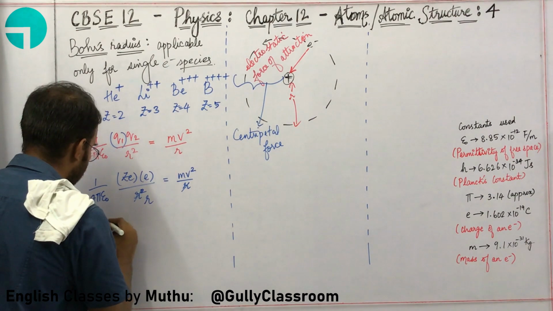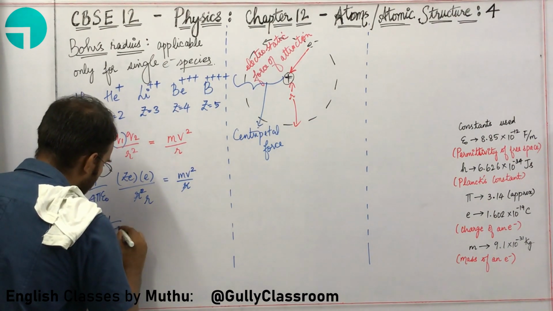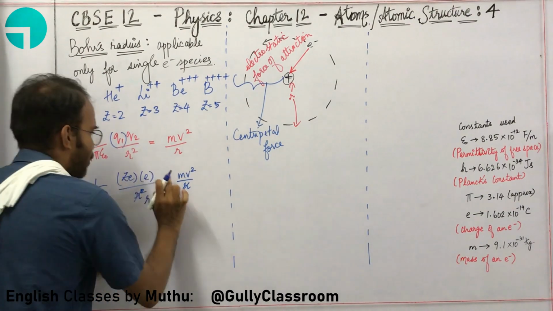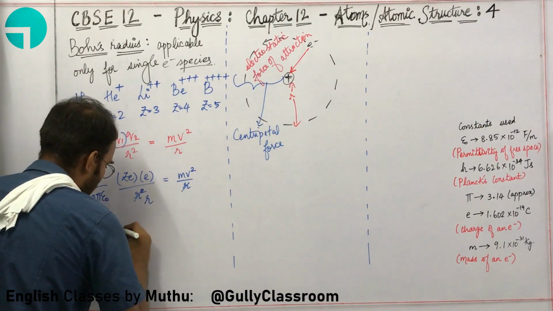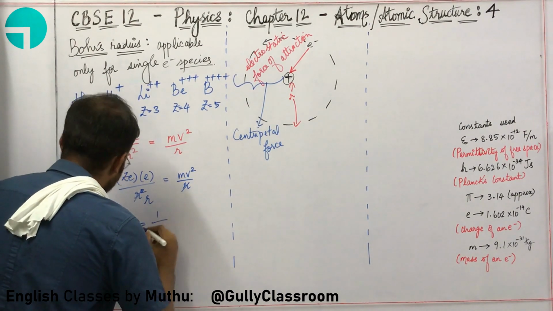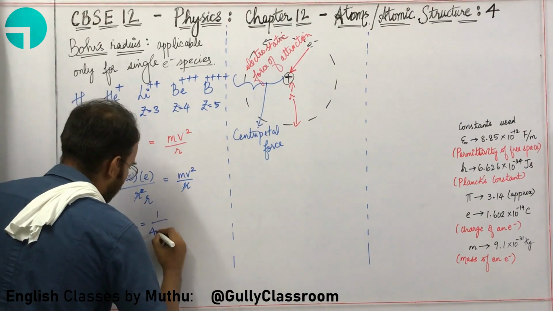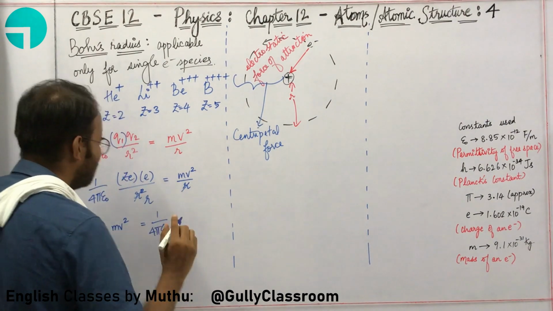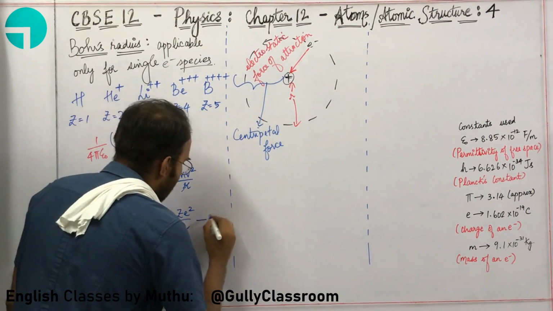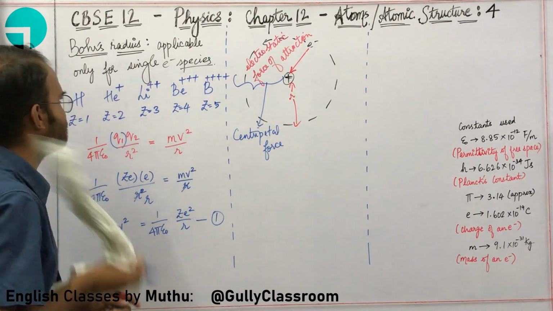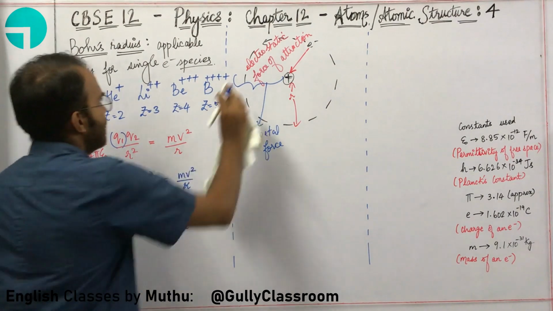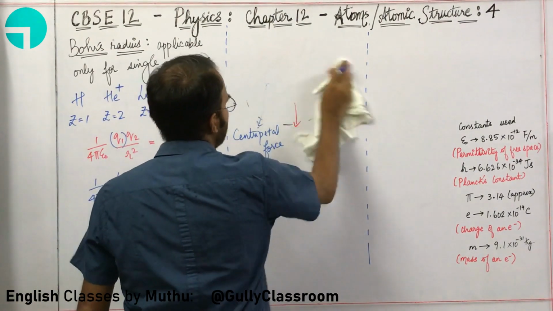What is the next step? The next step is 1 by 4 pi epsilon naught. I am going to bring this mv square over here, and take this value over to the right side. Why, sir? Just for convenience sake, nothing special. I am going to write this as the first equation.